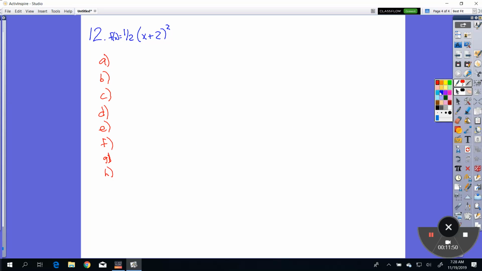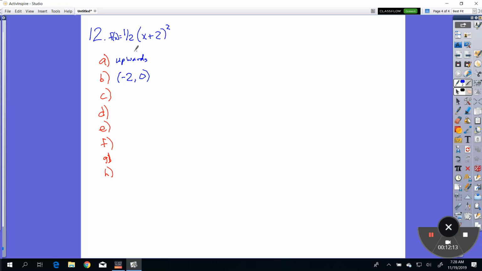So there you go. Does it open upwards or downwards? How do you know it opens up? Yeah, because that half is positive. So it opens upwards. So that's the first question. Part B, identify the vertex. Where's the vertex? Negative 2, 0, because it's always backwards of that sign inside of there.